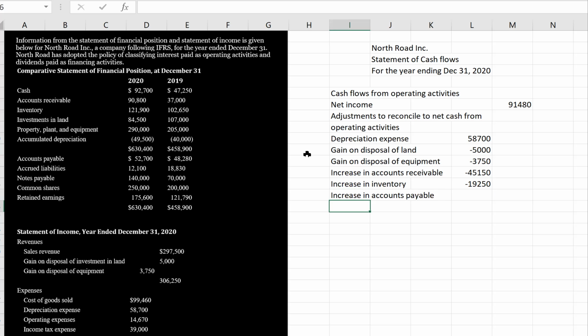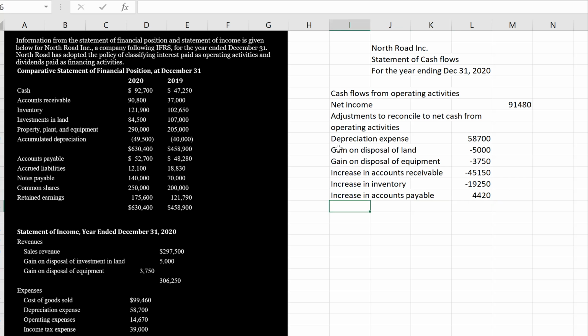Now, am I going to add this or subtract it from the cash flow statement? Well, it's actually a good thing. The less that we pay to our suppliers, the more cash we get to keep. So the fact that AP went up is actually a positive cash inflow, so this is going to have a positive sign. I'm going to say 52,700 minus 48,280, and that's going to be a cash inflow for the net change, which is 4,420.